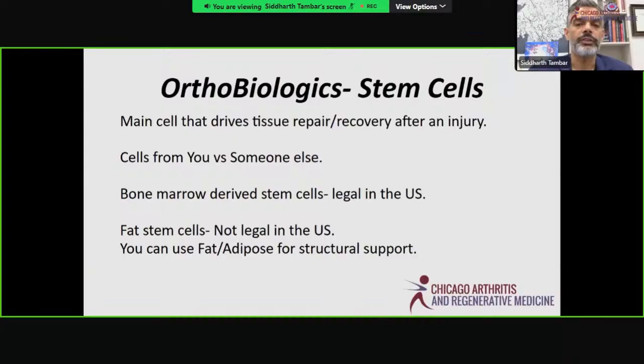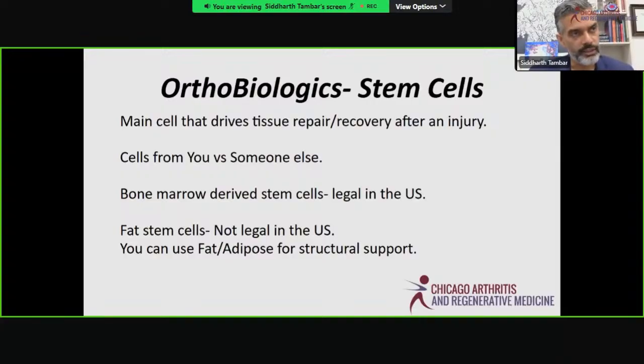Again, in this country, you can only use your own cells, and the reason for that is what's safer. You may hear about other types of cells, stem cells. Understand that bone marrow-derived stem cells are the only legal way you can get stem cells to inject into your musculoskeletal tissue at this time in the United States.